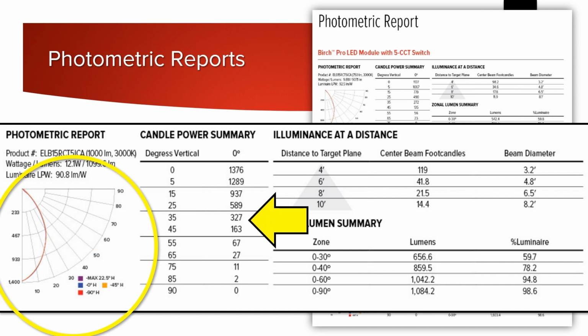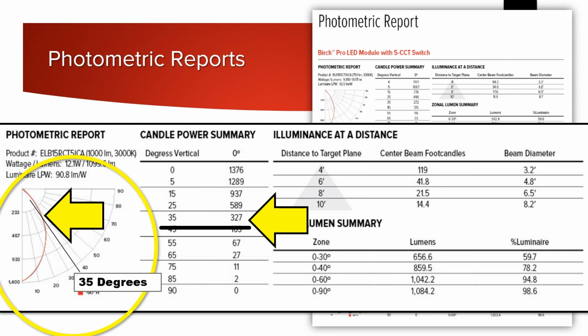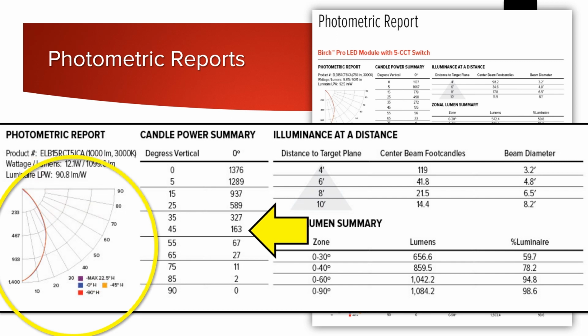So at this point on the curved line, we see about 327 candelas traveling out of the fixture at a 35-degree angle. Here's a line along the 35-degree point, and here's the arc line along the 327 candelas point. We can see on the curve and on the chart that at 90 degrees there are no candelas, no light coming from the fixture at all. And straight down from the fixture, we have the most intense light of 1376 candelas straight down.